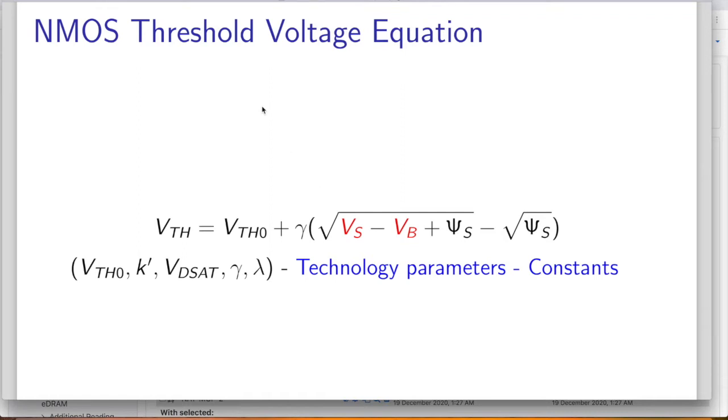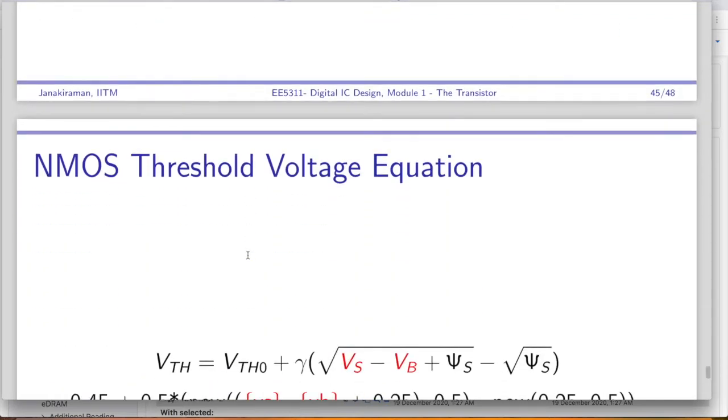So the NMOS transistor threshold voltage equation is given by this: VTH naught plus gamma times root of Vs minus Vb plus psi s minus root of psi s. So this psi s, gamma, VTH naught, they are all technology parameters, or they are constants as far as we are concerned in this question here. So let us look at how I would go about implementing this.